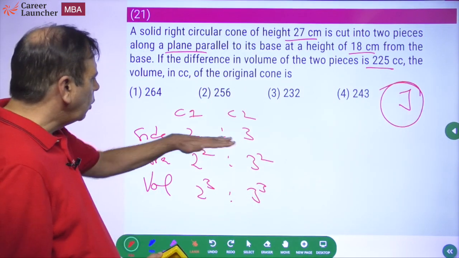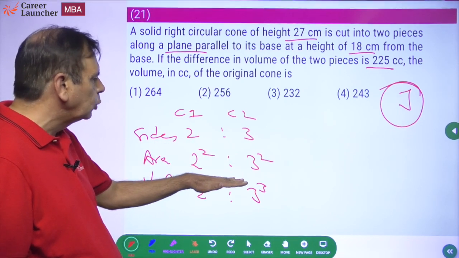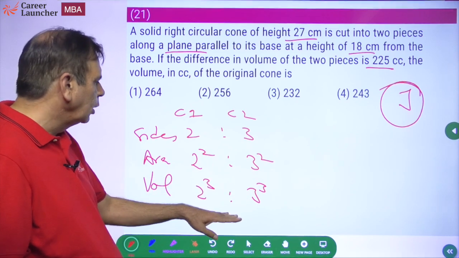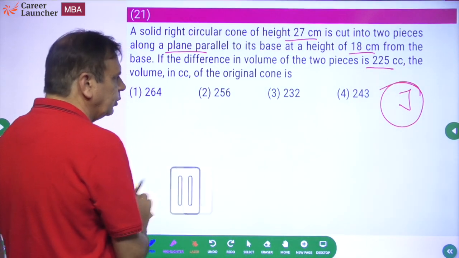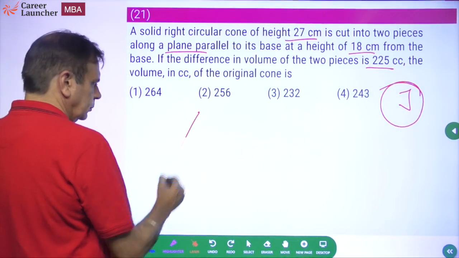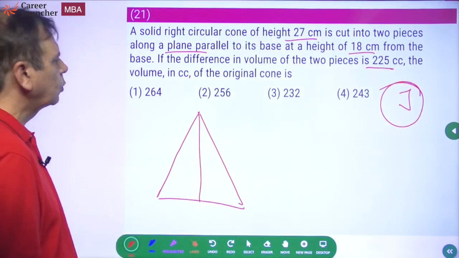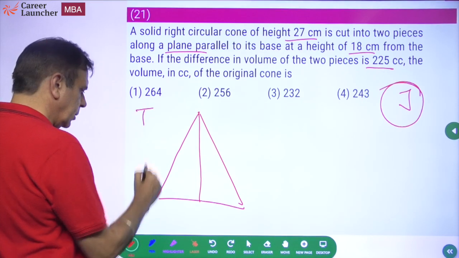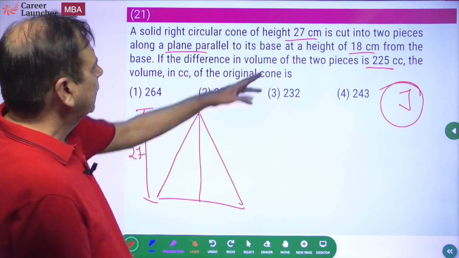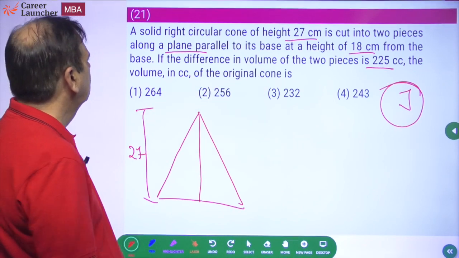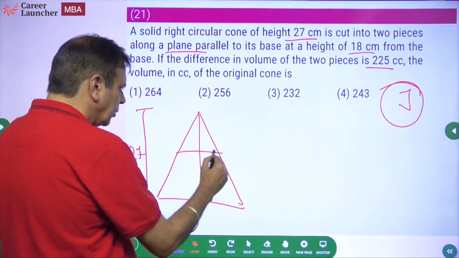So we are saying if all dimensions are in the same ratio of 2:3, then the ratio of area of the two cones will be 2 square is to 3 square, which is 4:9, and volume will be 2 cube is to 3 cube, which is 8:27. This is the basic concept that we will use out here. We have a right circular cone of height 27. The height here is 27. It is cut into two pieces along a plane parallel to the base at a height of 18 centimeters. At a height of 18, which is 2/3. So let's say this is 18.